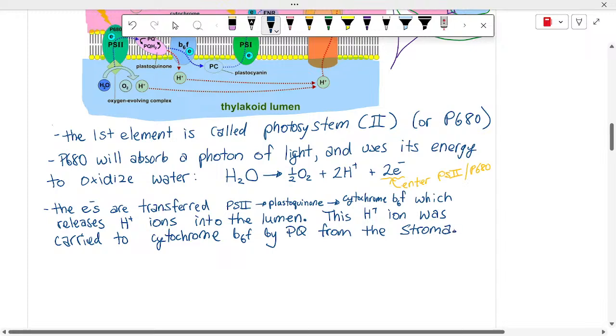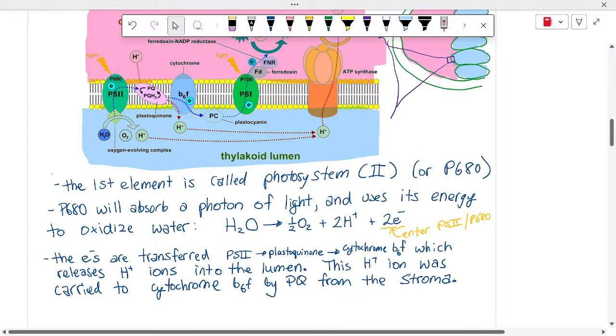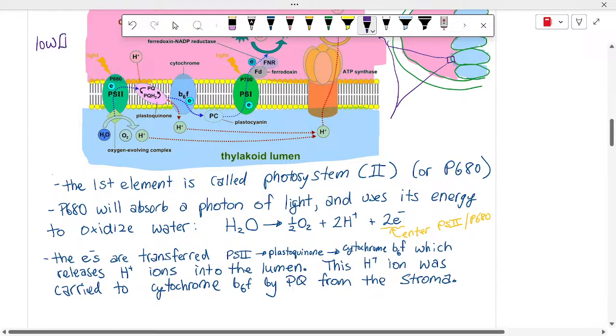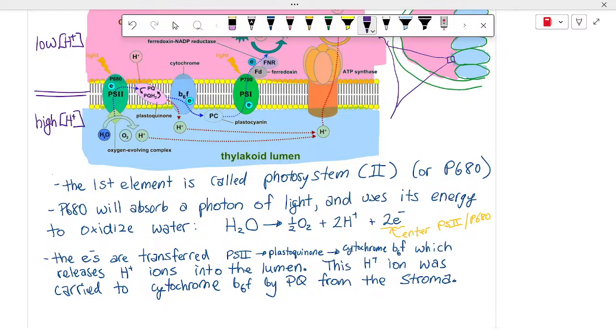It'll take some time to remember the details of where everything comes from, but the big thing to take away here is that we've seen this game before. What are we doing? We are creating an electrochemical gradient. We have a low concentration of H plus ions on this side of the membrane, and on this side we have high concentrations of H plus. Does that make sense? When we do that, what do the H plus ions want to do? They want to equilibrate.